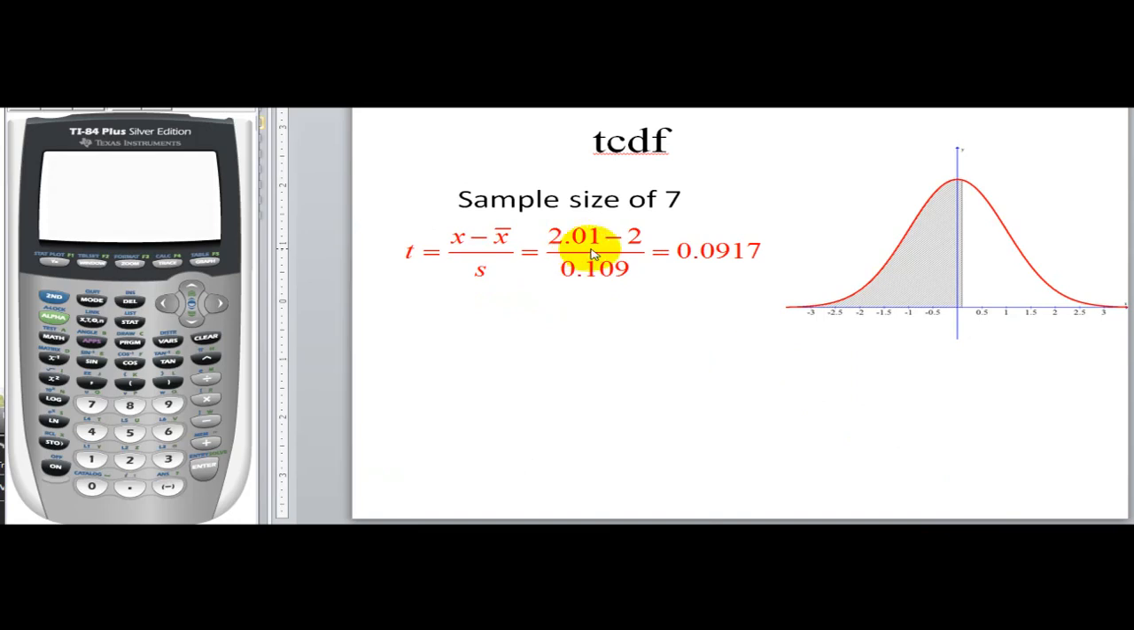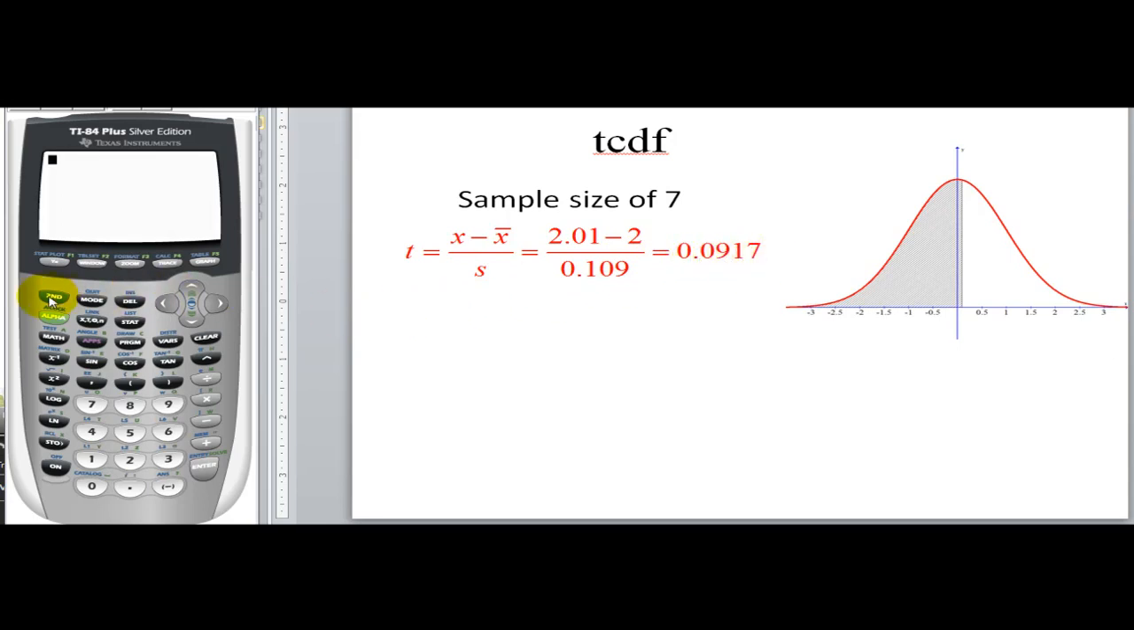To find the probability using a t-distribution, say we have a sample size of 7. We're going to have t equals x bar minus mu over the standard error. Our x bar is going to be 2.01, our mean is 2, standard deviation 0.109. So we find a t-score of 0.0917.